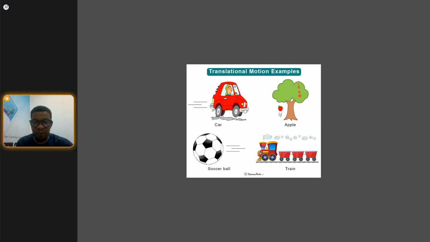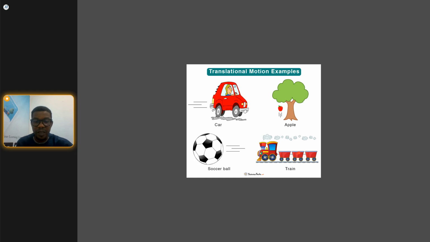An apple falling from a tree is also motion. Also, we have a ball. You know, when you give a shot to a ball, it also moves in the air. So this is another example of motion. Then we have a train moving also from one point to another. All these are examples of motion.